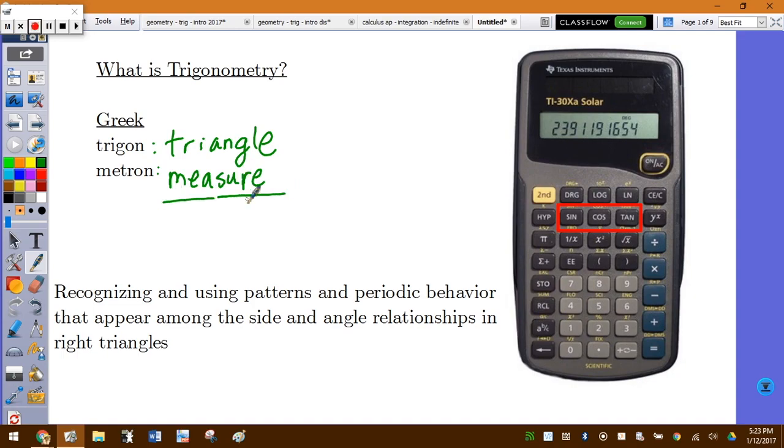But really, what is trigonometry? Like all math, it deals with recognizing and using patterns, and also periodic behavior. This is something sort of special about trigonometry. This idea of being periodic, meaning every so often things start to come up again. And we'll see that in action in a couple of days. Periodic behavior that appears among the side and angle relationships in right triangles. So recognizing structure and behavior and patterns and then applying them in both pure math and also applied math concepts. So let's go ahead and dive into some of the background you'll need to better understand trigonometry.